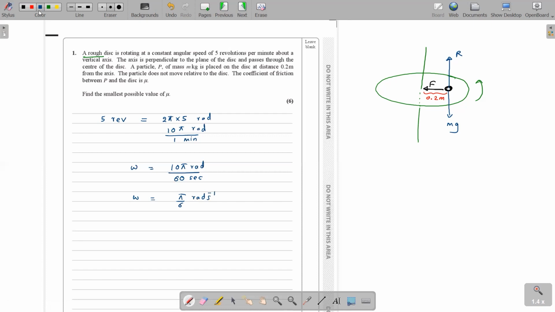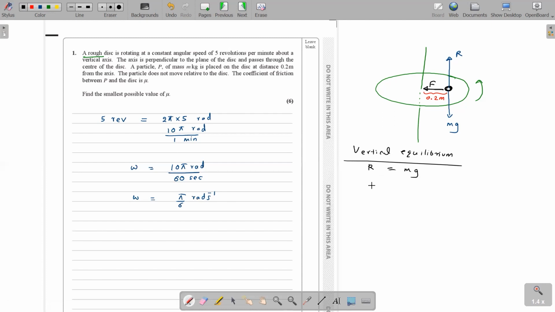Okay, so then let's go for the next thing. In horizontal circular motion, the object is in vertical equilibrium. So for vertical equilibrium, what do we have? When we consider the vertical equilibrium, R, the normal reaction, will be equal to mg.